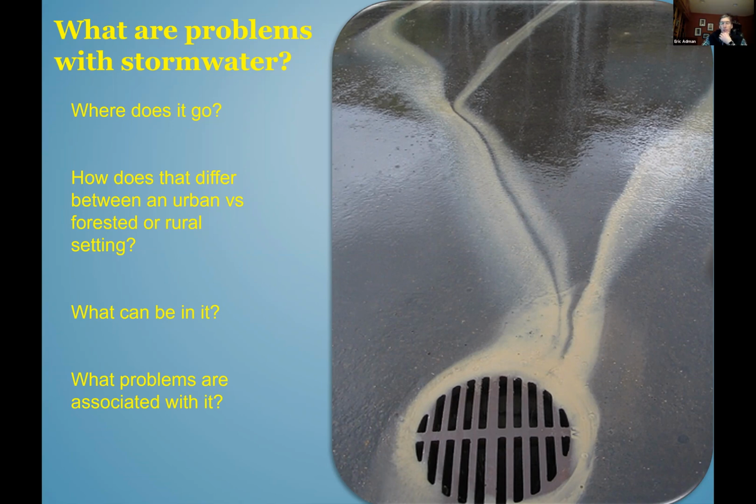There's a number of different things that can be in it, all sorts of pollutants, and the problems that those can cause include things like pre-spawn mortality with salmon. So those are some of the issues we have with stormwater.